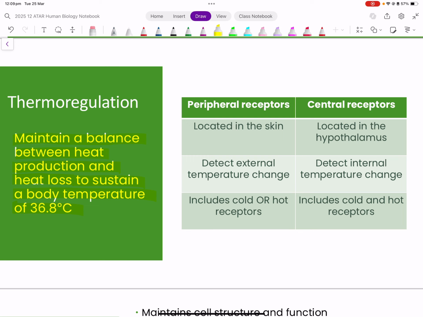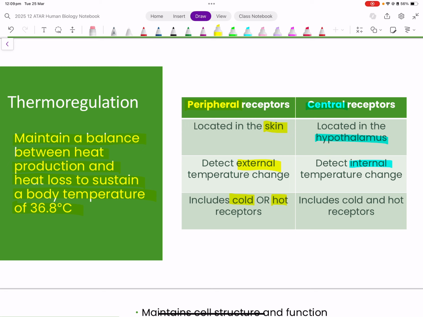So, how do we detect temperature? Well, we have two kinds of temperature receptors. We have peripheral thermoreceptors found in the skin, and we also have central thermoreceptors found in the hypothalamus. They detect different things. So, peripheral thermoreceptors detect external temperature changes, while the central thermoreceptors found in the hypothalamus detect internal temperature changes. Now, the thermoreceptors found in the skin, again, include cold or hot receptors.